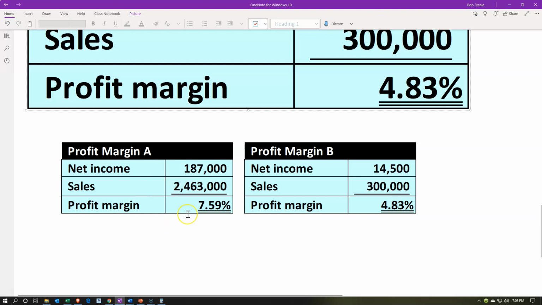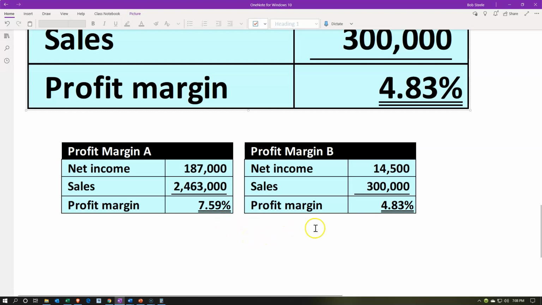We can say, okay, look, this one has a higher profit margin. For every dollar that's spent, we're holding on to 7.59 cents of it. Or for every $100, we're holding on to $7.59. Whereas here, for every dollar, we're only holding on to 4.83 cents of it. Or every $100, we're holding on to $4.83. So the profit margin here is going to be higher. That's something that we can compare between the two.